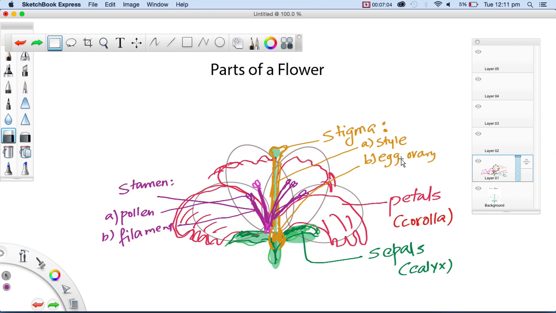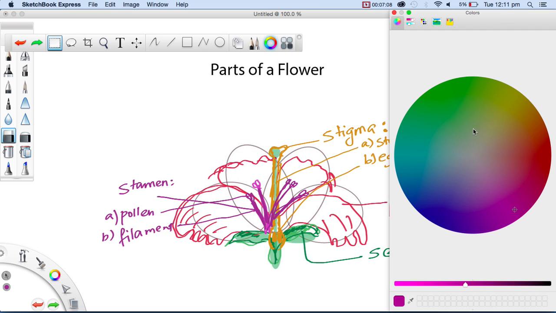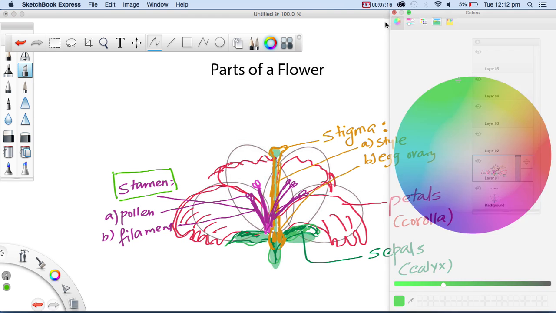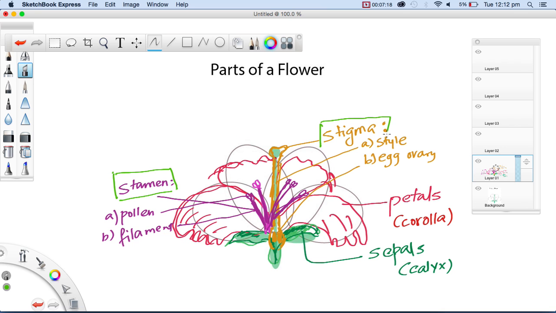Stigma has the style and the ovary. So there are four main parts. I'll mark them out again. So you have the stamen and the stigma. Stigma is in the center, two parts. And then you have the petals and the sepals.